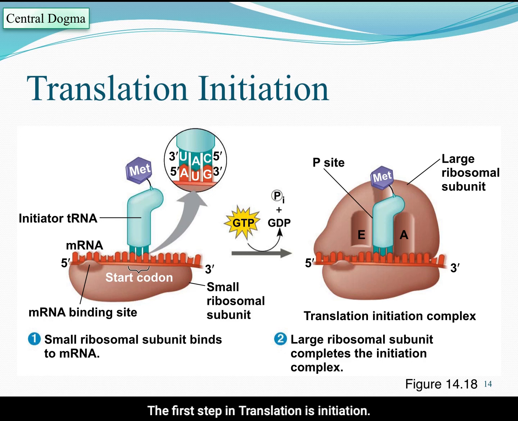The first step in translation is initiation. The small ribosomal subunit binds to the mRNA. The mRNA then binds to the initiator tRNA that has the start codon. All of this occurs as energy is infused into the system. The large ribosomal subunit completes the initiation complex. So the initiation complex for translation includes both the large and the small ribosomal subunits, mRNA, initiator tRNA, and energy.